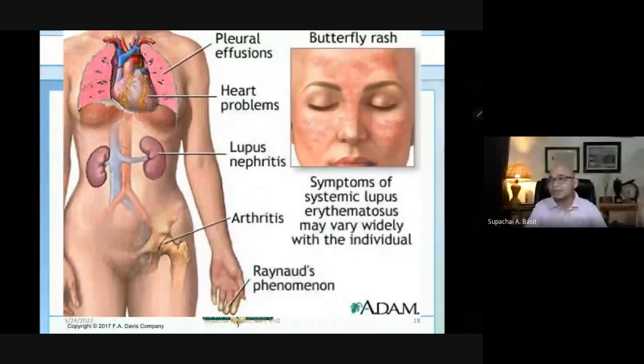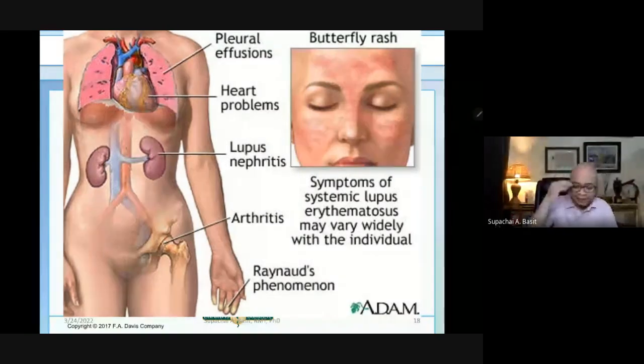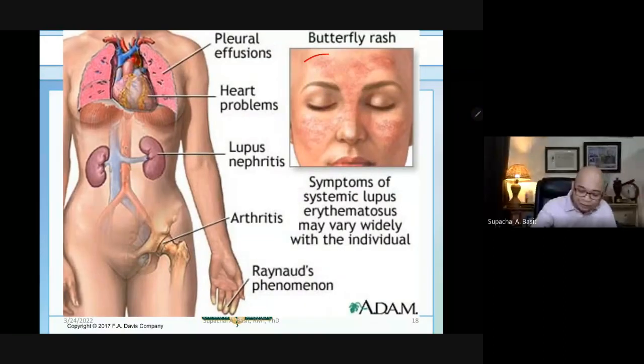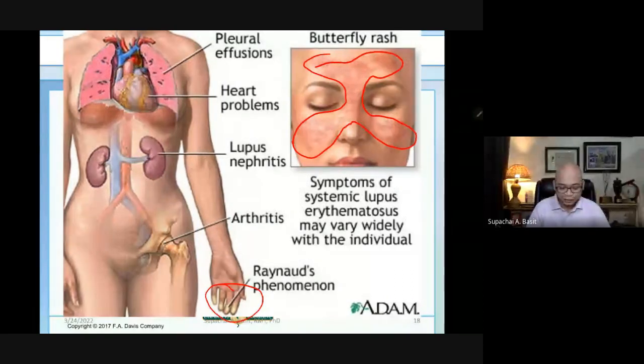So you can see that it's really systemic, because there are pleural effusions in the lungs, heart problems, the kidneys will be affected, arthritis, and then you'd be able to see the butterfly rash. This is the rash on the skin, and the joints can be affected as well. We also call it the Raynaud's phenomenon for SLE.